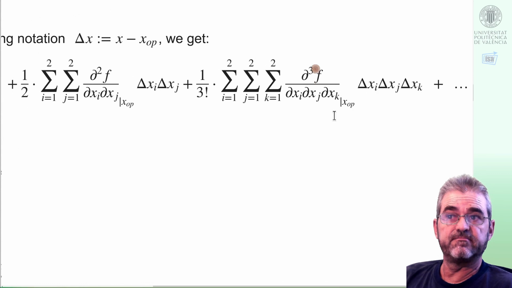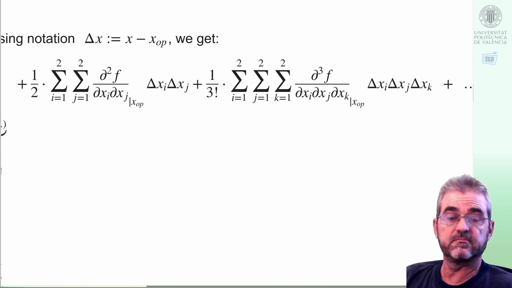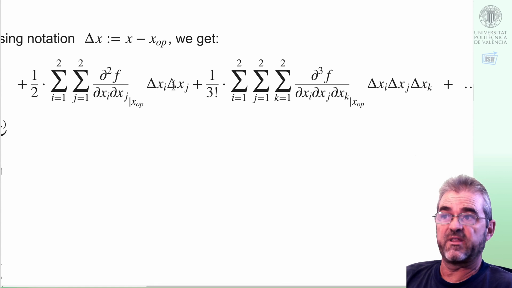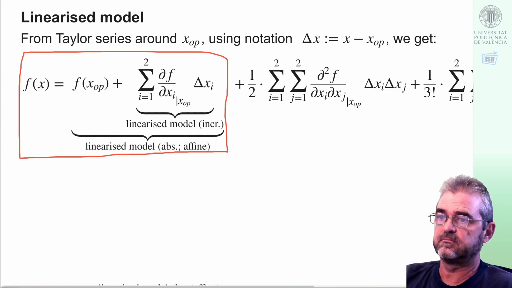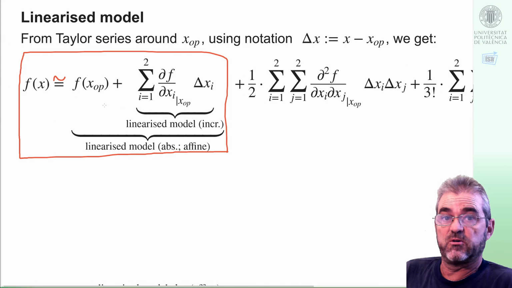the sum of the third partial derivatives at the operating point times the degree 3 products of increments plus fourth derivatives plus whatever. Nevertheless, these quadratic, cubic, etc. approximations are dismissed in the linearized model. So this fragment of the expression will be the linearized approximation, taking only the constant plus linear terms.